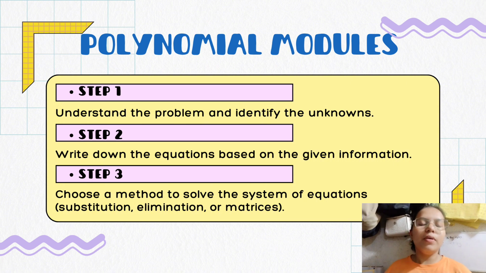First step is to understand the problem and identify the unknown. Second step is to write down the equation based on the given information. Of course, it is very important. The third one is to choose the method to solve this system of equations. We can use substitutions, eliminations, or matrices, and other ways to solve the given system of equations.